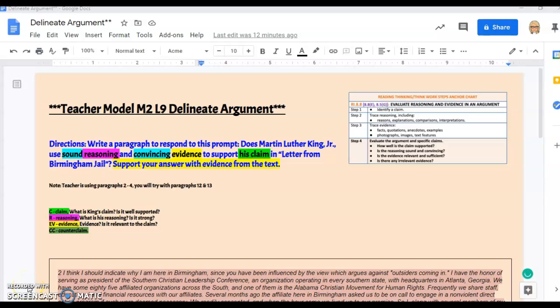Today we're going to work on evaluating reasoning and evidence in an argument. First, you're going to watch me model how to delineate an argument, and then you're going to practice this on your own. First off, the directions are, write a paragraph to respond to this prompt. Does Martin Luther King Jr. use sound reasoning and convincing evidence to support his claim in Letter from Birmingham Jail? Support your answer with evidence from the text.